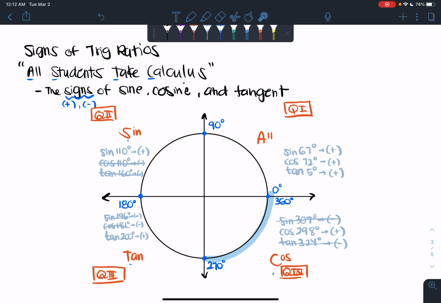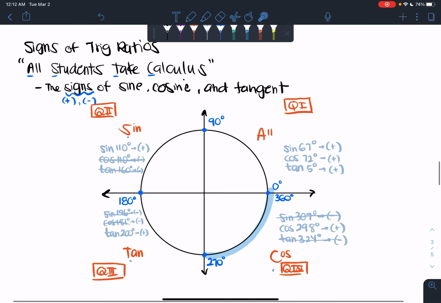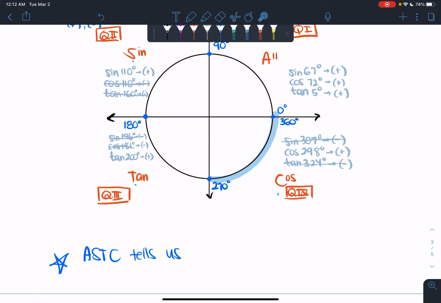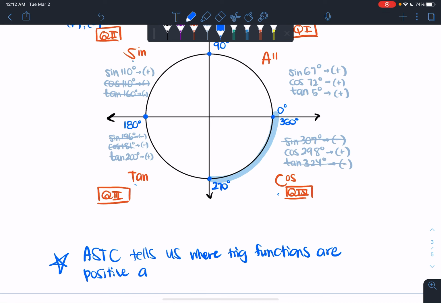Okay, so we use this ASTC to tell us which ratios are positive in which quadrants. So again, if we are to sum this up, ASTC tells us where trig functions are positive and negative.